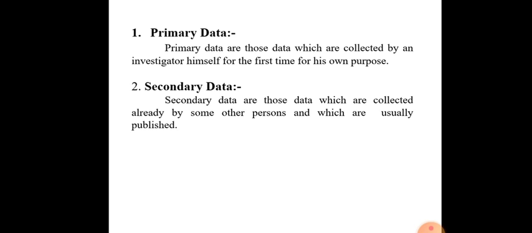Primary data means data collected by the investigator for the first time. Whatever data is collected for the first time is nothing but primary data. Secondary data means data which is collected by some other persons and is usually published. Data that is already collected and is used again is nothing but secondary data, or you can say it is the secondary source.